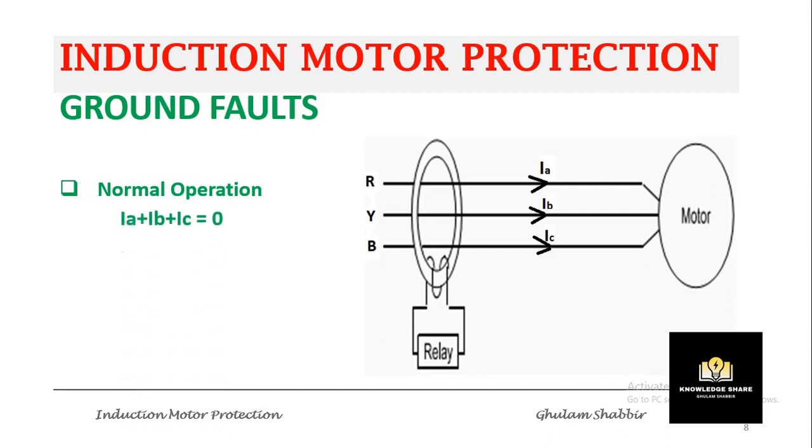Now consider a ground fault. In case of a ground fault, the three line currents do not sum up to zero, but they will be equal to the fault current. So in this case, there is a flux in the CT core. So the pickup coil has a voltage induced, which can be sensed by the electronic circuitry.